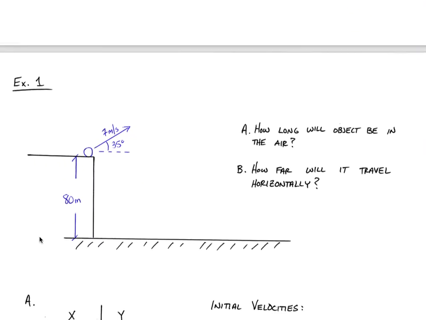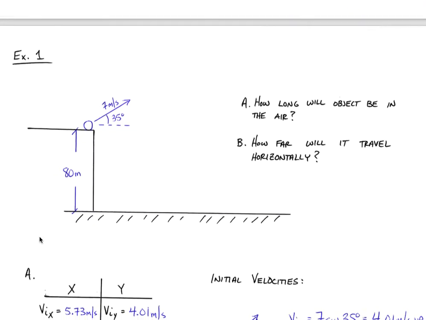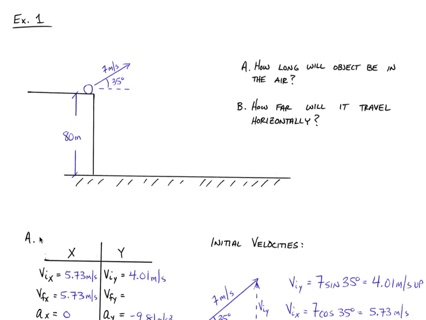I'd like to jump right into an example because it's really not that different. I just want to show you the slight differences. Here's a very, very traditional problem. You have an object that's located on some kind of cliff that's 80 meters high. It's launched with a velocity of 7 meters per second at an angle of 35 degrees.